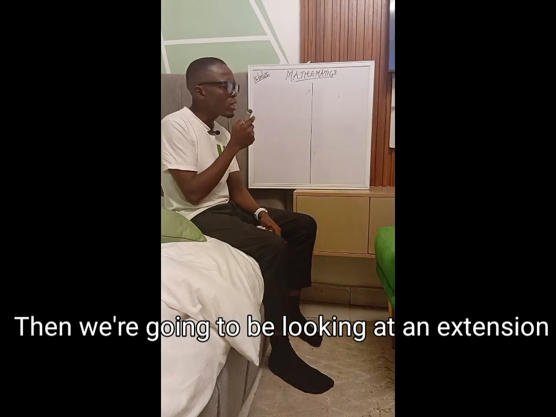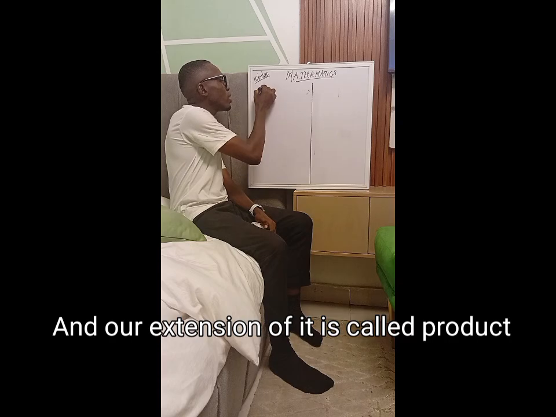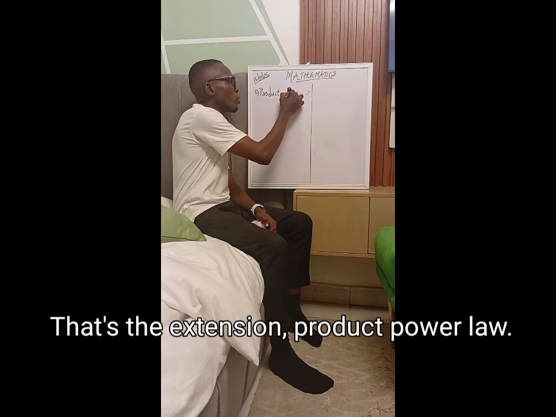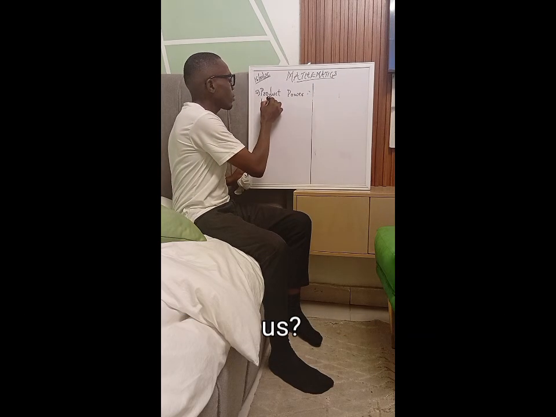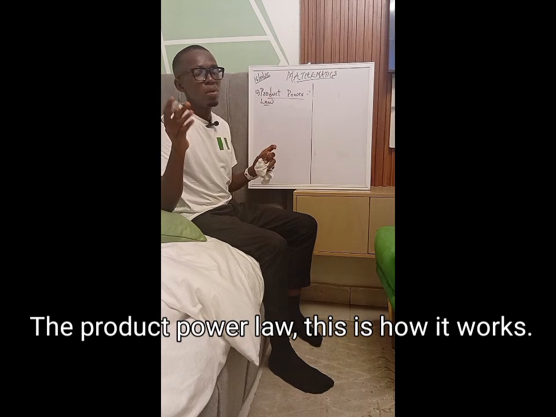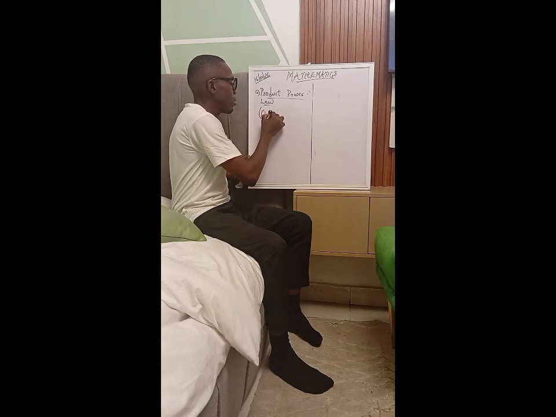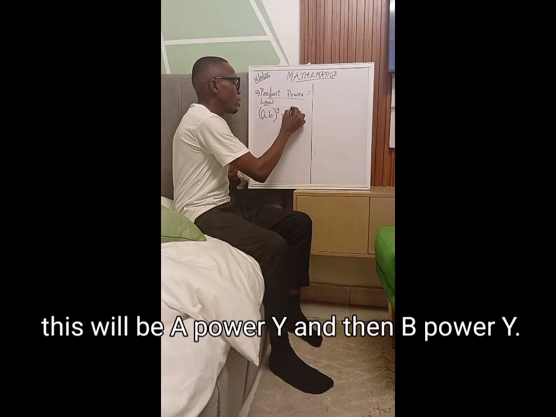Then we are going to be looking at an extension of that fourth law, which was the power law, and that extension of it is called the product power law. That's the extension, product power law. So what does the product power law tell us? This is how it works. If I have (ab) all to the power of y, this will be a power y and then b power y.